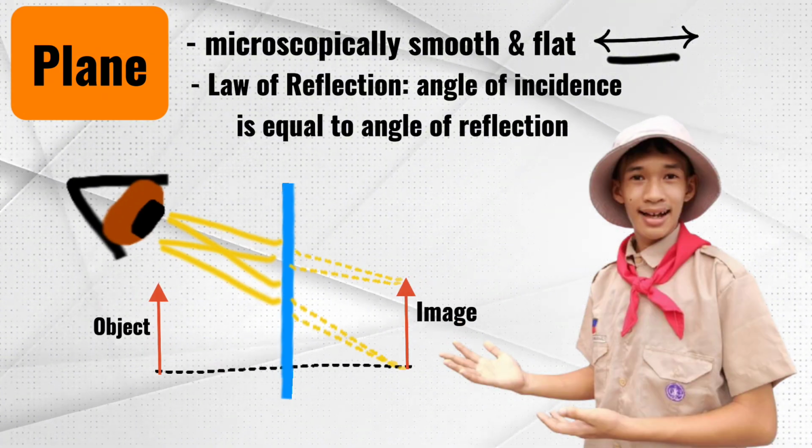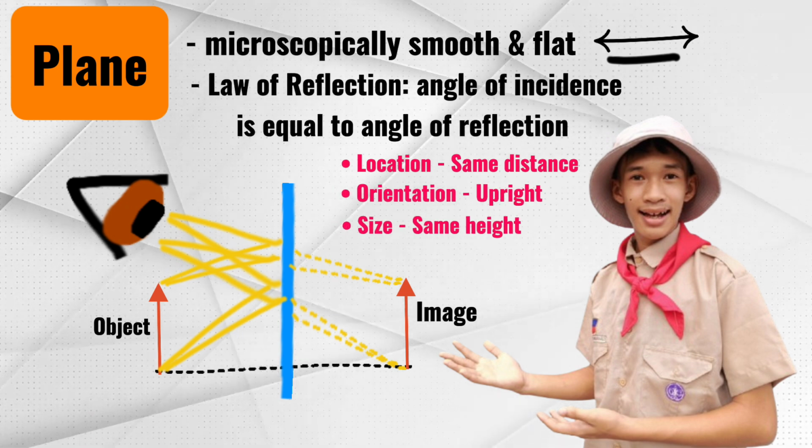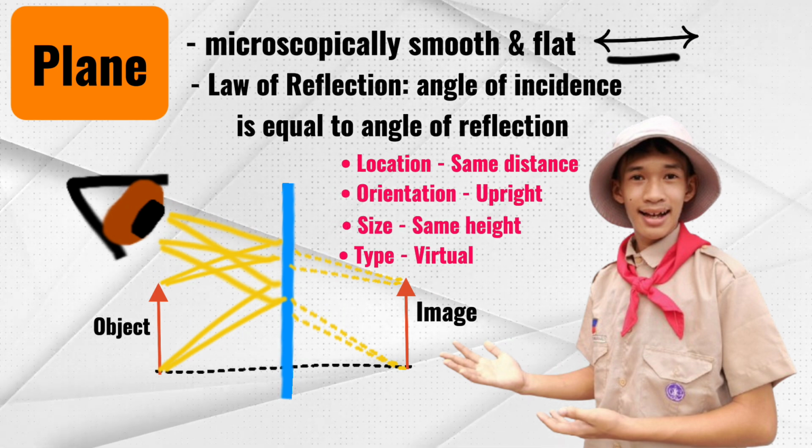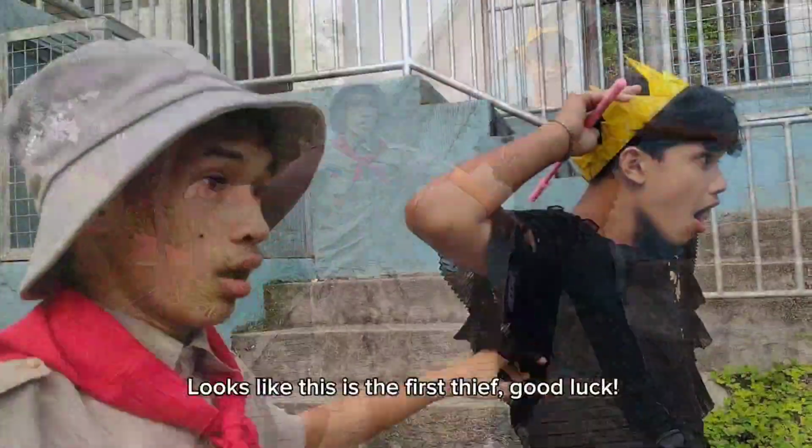Beyond the mirror, the image formed is situated at exactly the same distance the object is from the mirror. It is upright, and it has the same size as the object. Furthermore, the nature of the image formation is virtual, as the converging of rays behind the mirror is not present in plane mirrors. Looks like this is the first thief.